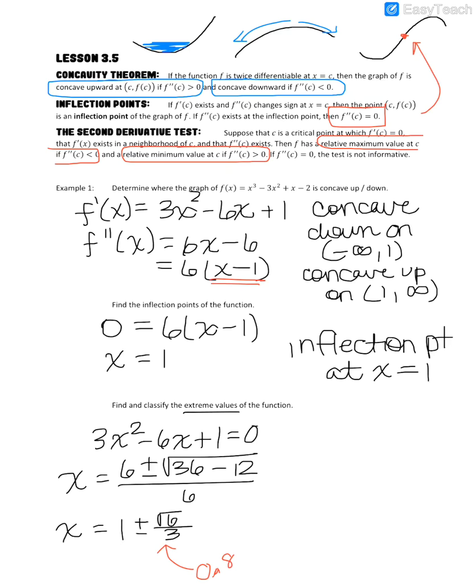All right, so I found my extreme values. It's going to be 1 plus radical 6 over 3, and 1 minus radical 6 over 3. Now I want to know if those are going to be maxes or mins. It says find and classify, so I have to find if they're maxes or mins. This is where our second derivative test is going to come in.